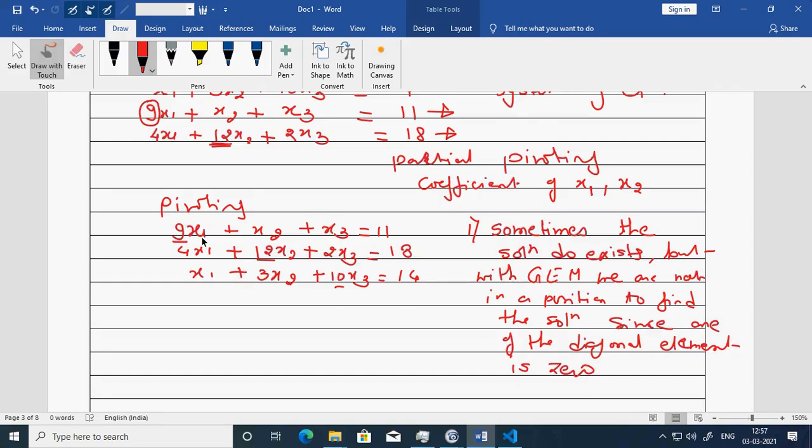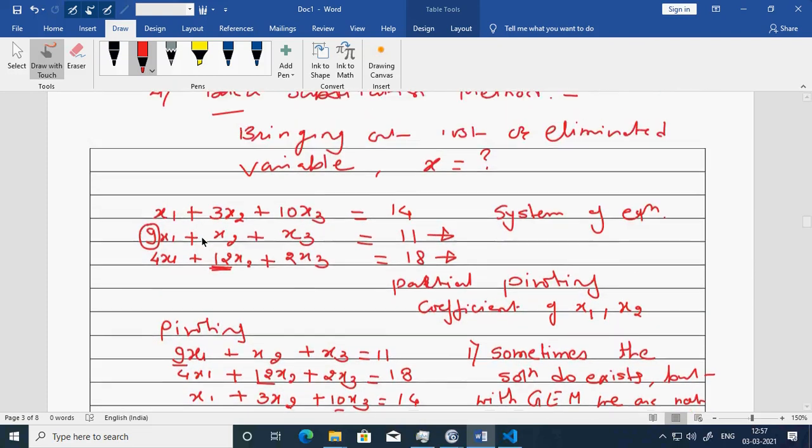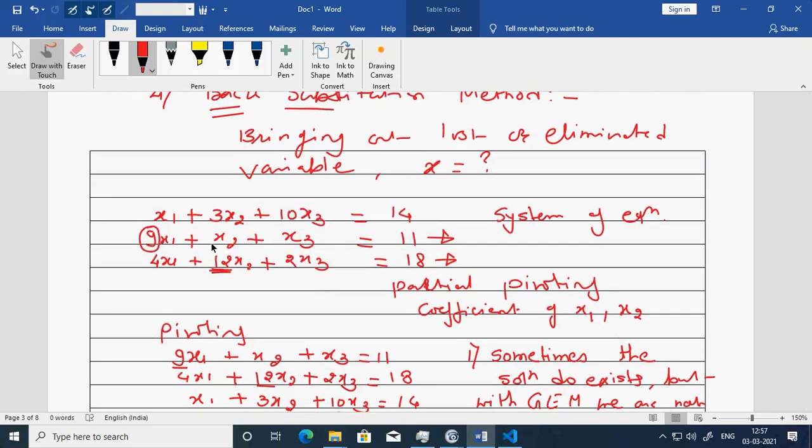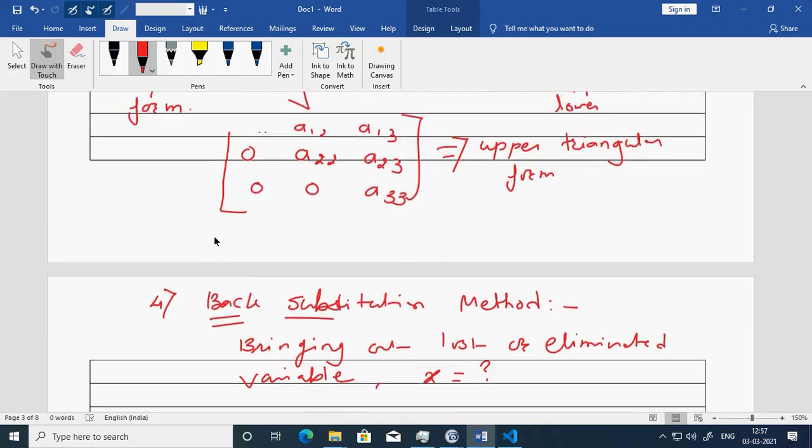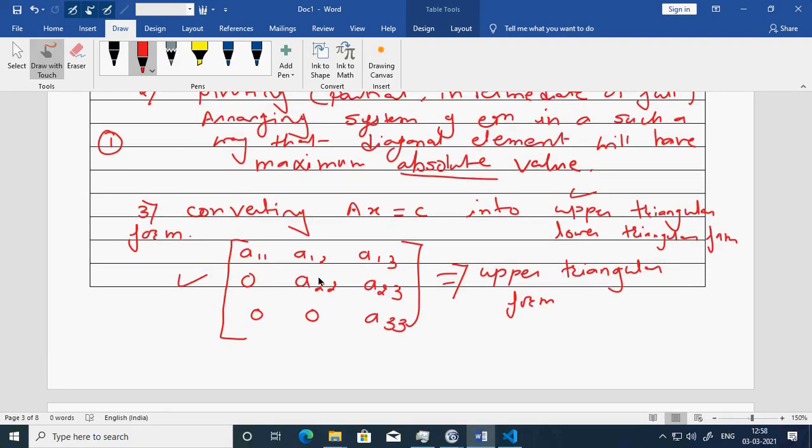Okay, it is 0. So now let us consider if one of the elements in the diagonal coefficient is 0, then what is going to happen? My upper triangular form will be of this form. So I want this form. So if one of the diagonal elements is 0, I'm in big trouble. Either A22, A33 or A11 is 0. So basically, if you see one of the diagonal elements is 0 in upper triangular form, there are two meanings of this.